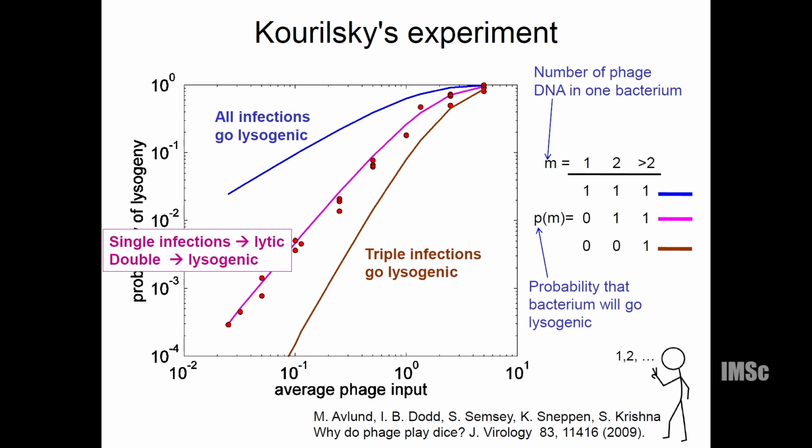A very simple rule explains the data pretty well. And the simple rule is, by the way, for E. coli and lambda phage: if an E. coli bacterium gets infected by a single lambda phage, then it almost always goes lytic. It almost always makes lots of copies and kills the cell. If it is infected by 2 or more simultaneously, it almost always goes lysogenic.